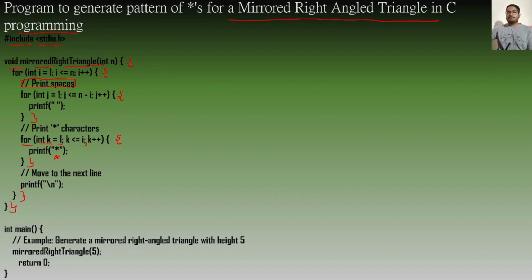int main. Now to generate a mirrored right angle triangle with height 5, we've taken the example of height 5. So 5 rows of stars will be portrayed in the output. For that, mirrored_right_triangle, in brackets we give the number 5. Then we give the code return 0, and finally we close it.